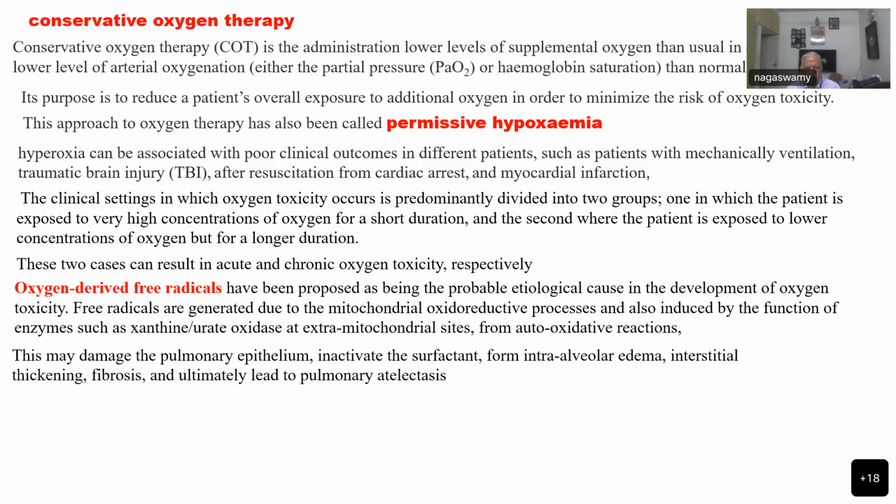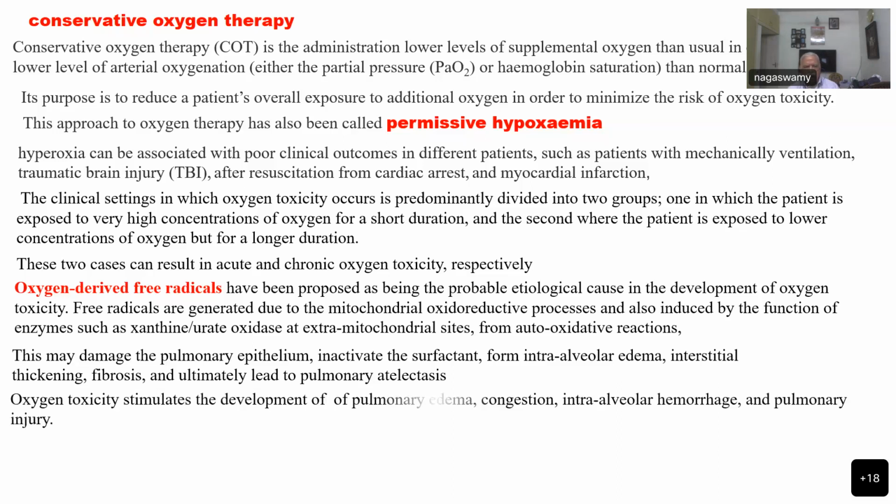So how oxygen toxicity affects the lung? That pathology is very important. So when you give very high concentration, they develop oxygen-derived free radicals. These free radicals will damage the pulmonary epithelium, inactivate the surfactant, and form intraalveolar edema, interstitial thickening, fibrosis, and ultimately lead to pulmonary adductation. So oxygen toxicity simulates the development of pulmonary edema, congestion, intraalveolar hemorrhage, and pulmonary injury.